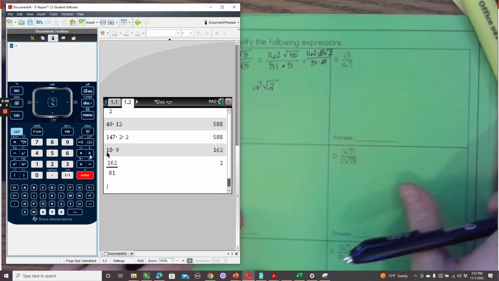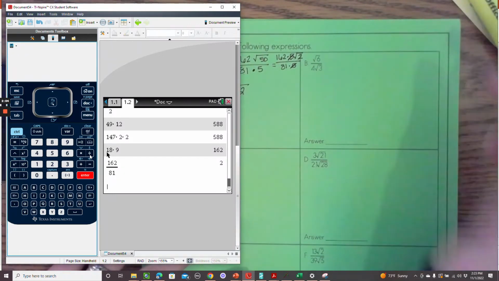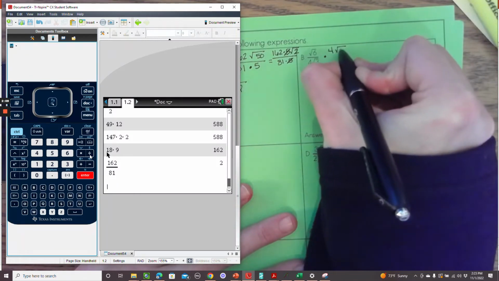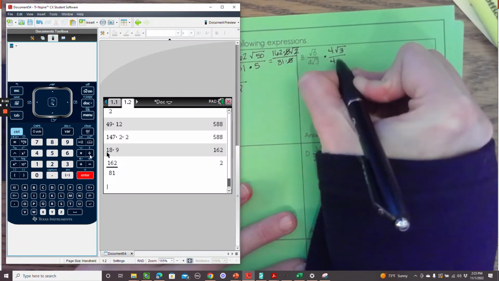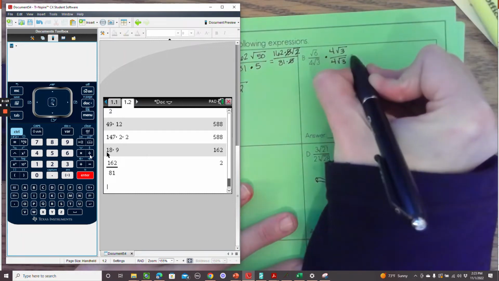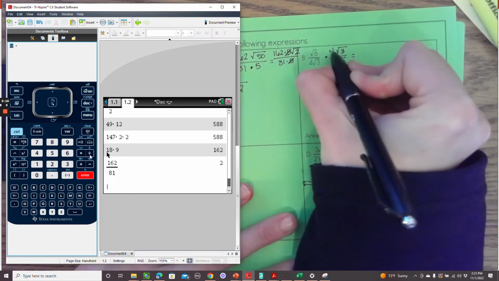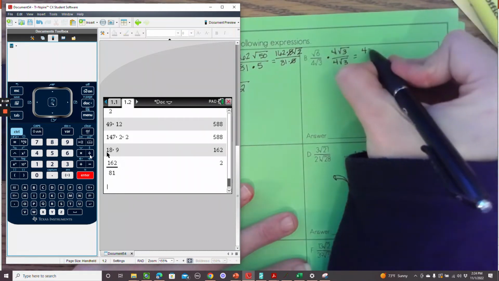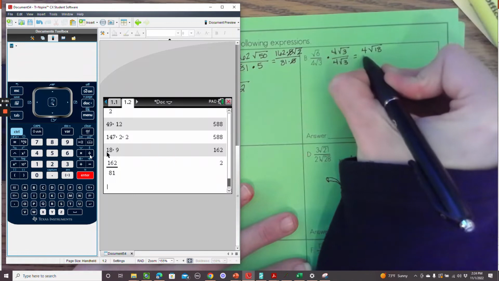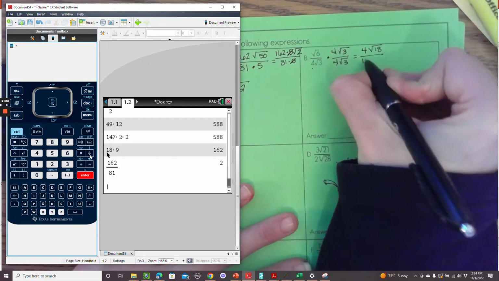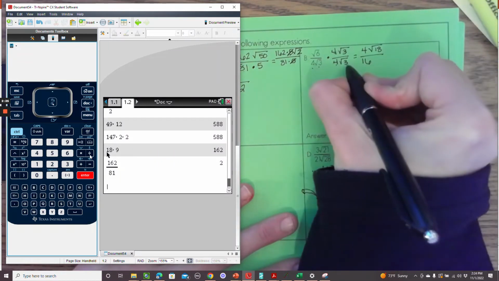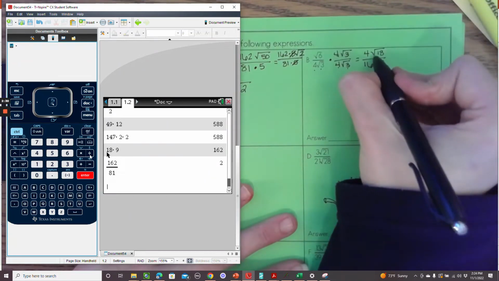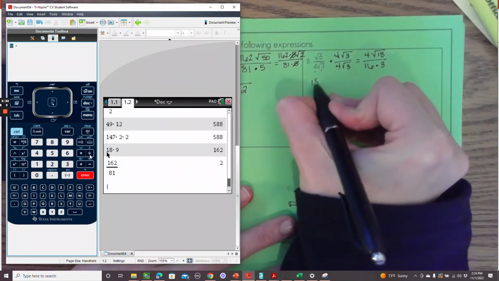All right, B, square root of 6 divided by 4 times the square root of 3. Multiply the top and the bottom. Okay, 6, or we have just that 4. 6 times 3 is 18. 4 times 4 is 16, and then square root of 3 times square root of 3 leaves me with a 3. All right, square root of 18.